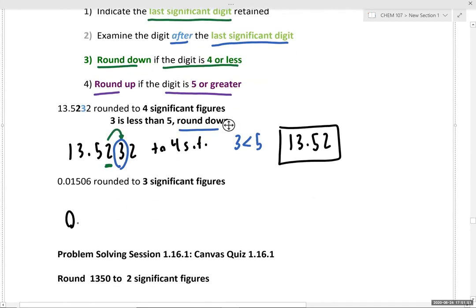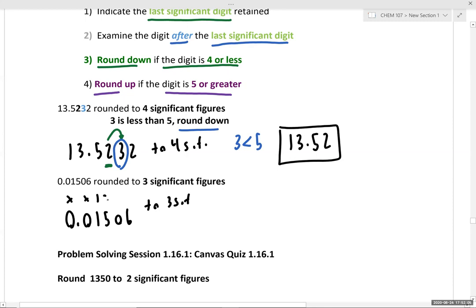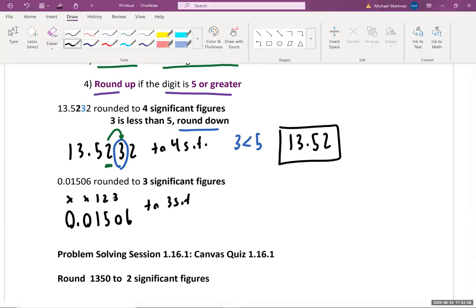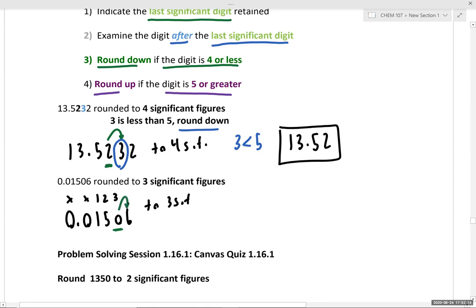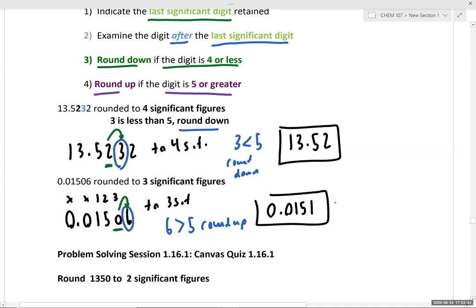As another example, if we round 0.01506 to 3 significant figures, remember, these zeros aren't significant, so we don't have to count them. So our 1 is significant, 5 is significant, and this sandwiched 0 is significant. So we are going to highlight this 0, and then we're going to look one space to the right. We're then going to circle this digit, and as we can see, 6 is greater than 5, so then we round up. So as a result, this would give us 0.0151, which is a little hard to notice at first. So I always like to write numbers in scientific notation, and this would give us 1.51 times 10 to the negative second. And we can very clearly see that these numbers have 3 sig figs.